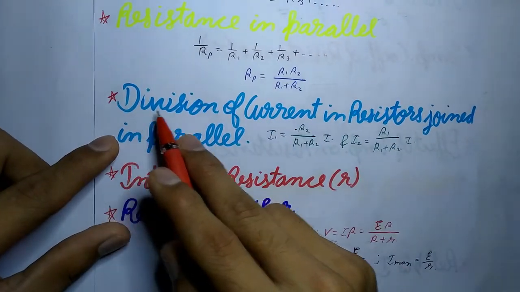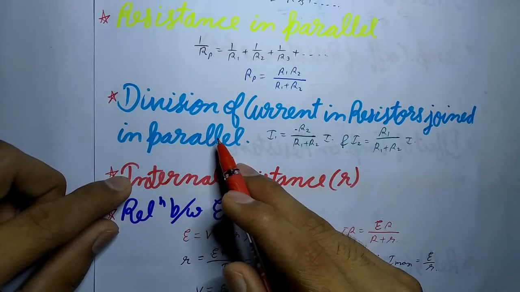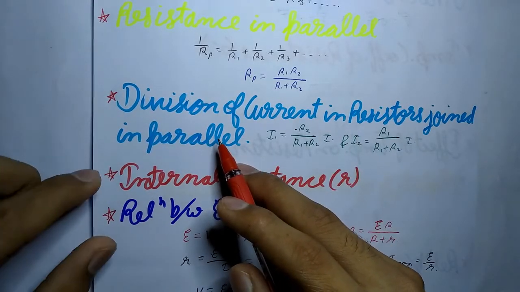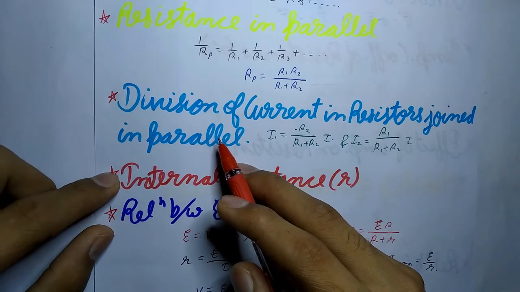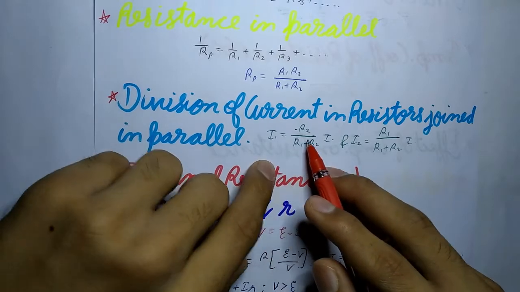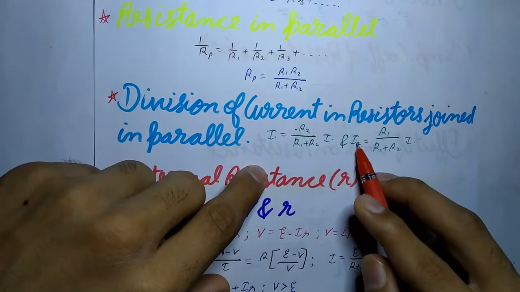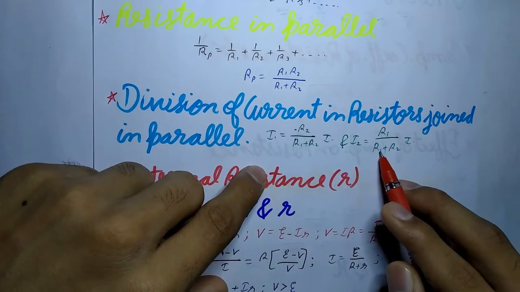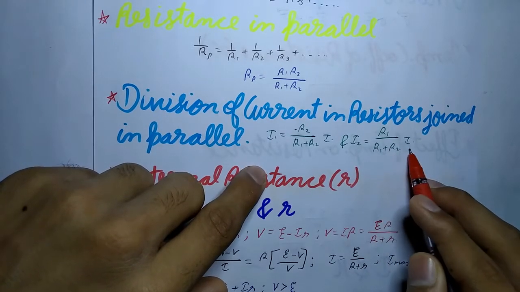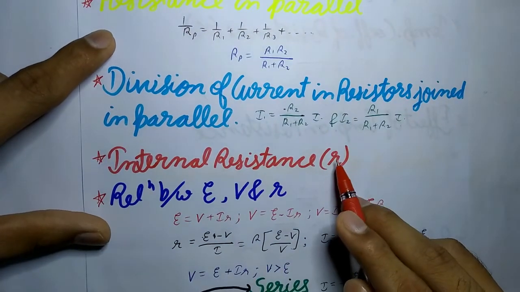Now next is division of current in resistors joined in parallel. The current is divided in resistors connected in parallel in the inverse ratio of their resistances. So I1 is equal to R2 upon R1 plus R2 into I, and I2 is equal to R1 upon R1 plus R2 into I.